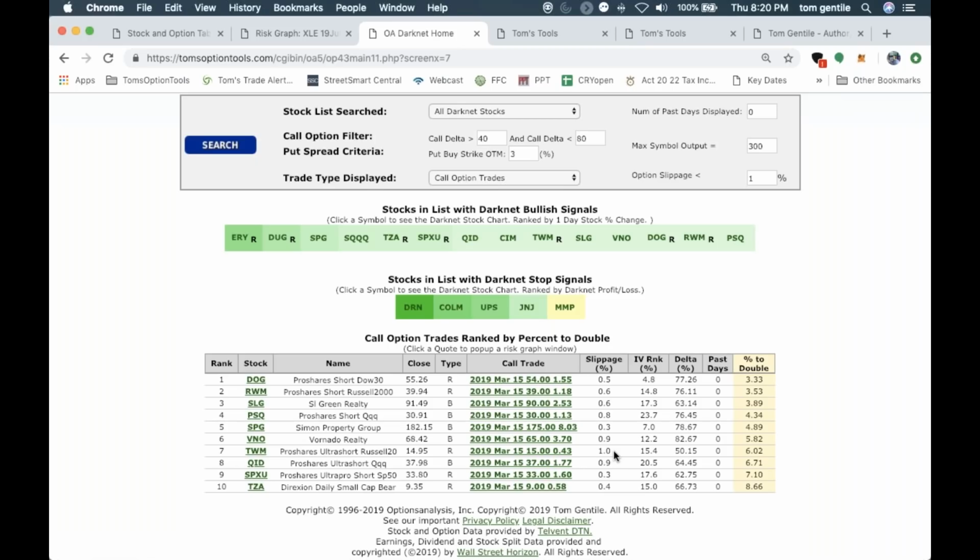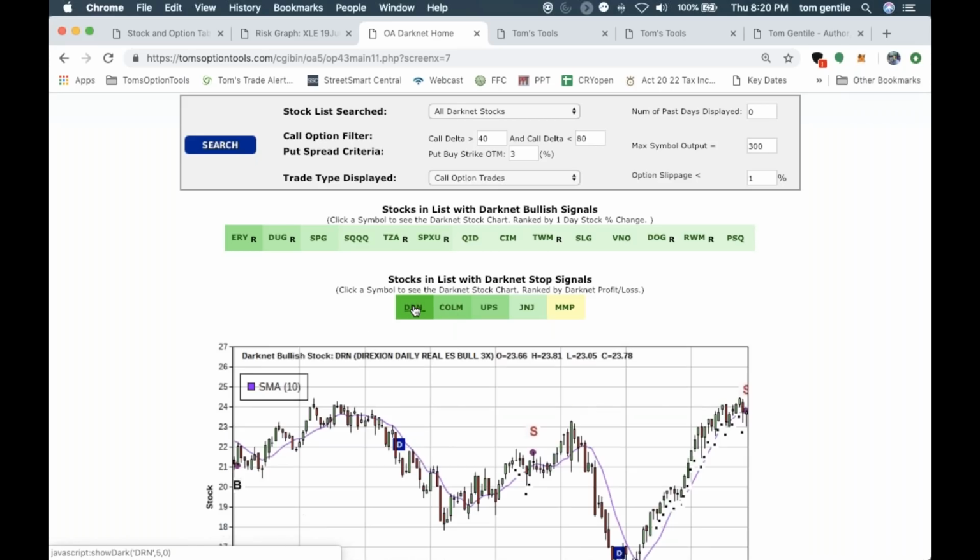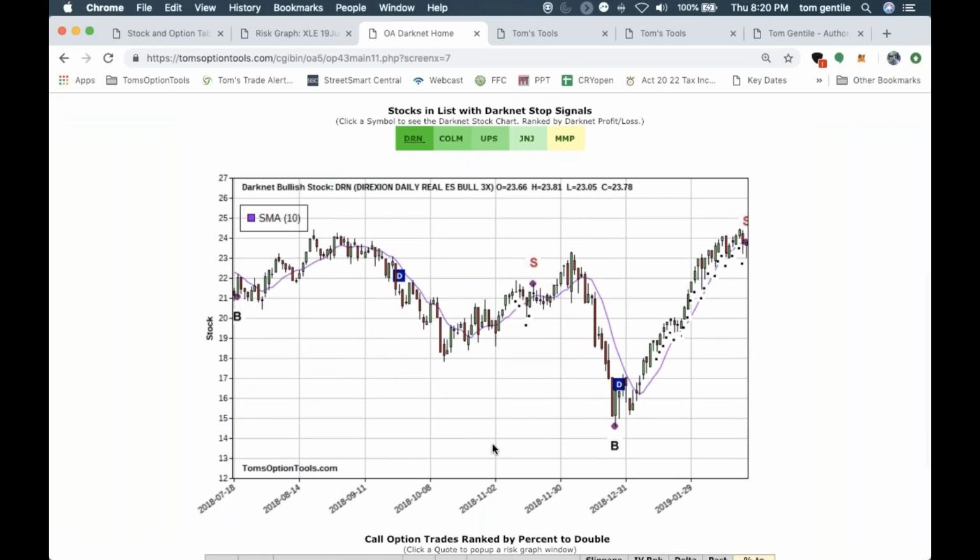When it comes to looking at potential opportunities, the other list I want to show you is the stocks-in list with bullish signals. These are opportunities. The one below it says it's time to get out of these. So let's take a look at these and see how they've done. All right, here's a nice one: Direxion Daily Real Estate Bull. The buy was down here at 15. The sell was above 20, almost 24. That's a big move, right?